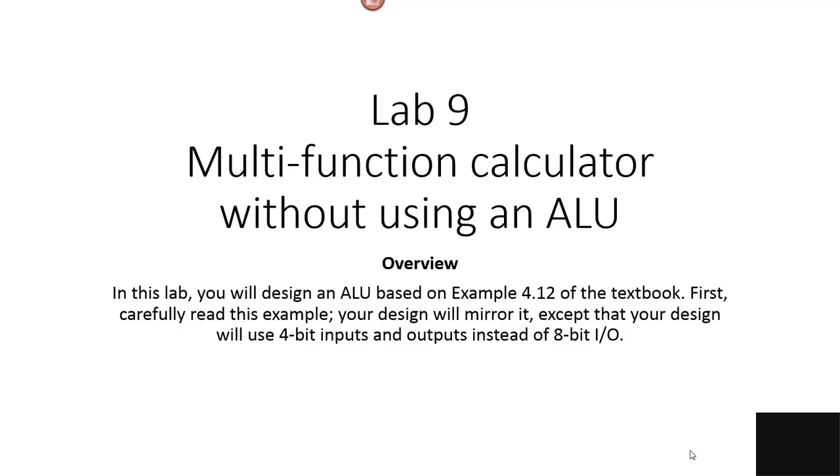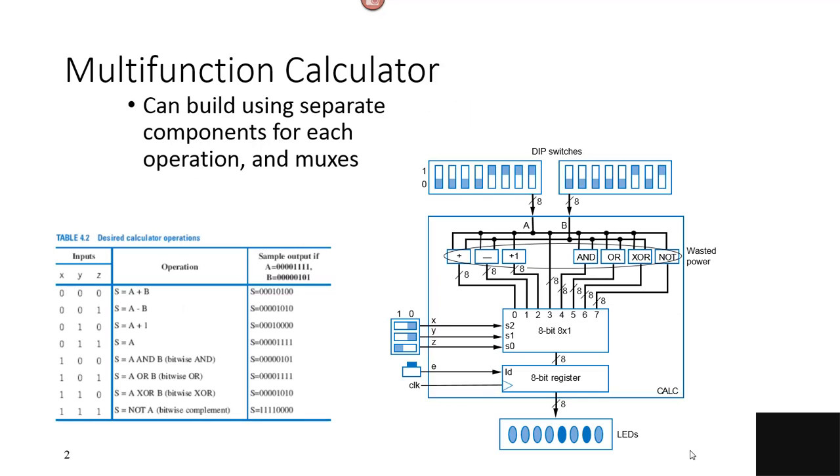Okay, today we want to go over Lab 9, a multifunction calculator without using an ALU. This is basically an implementation of the ALU described in example 4.12. I want to go through that example to help you design your ALU. Notice that our design will have 4-bit inputs, whereas the example in the book had 8 bits.